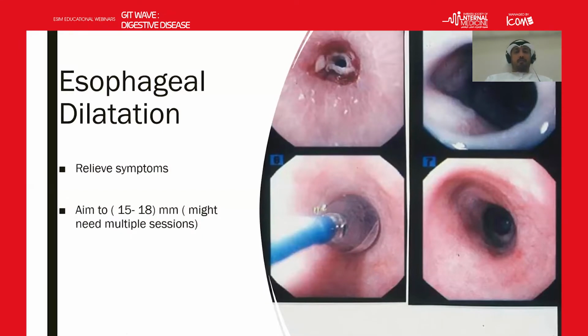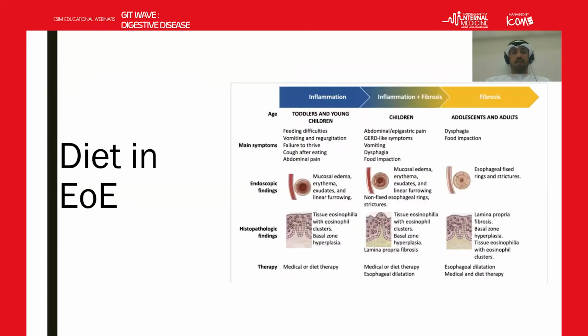As a complication of eosinophilic esophagitis, you might find an esophageal stricture that needs endoscopic management. The endoscopic management in this situation is esophageal dilatation. It might need multiple sessions, and you have to aim until you reach 15 to 18 millimeters. So this is about medication in EoE. What about diet?